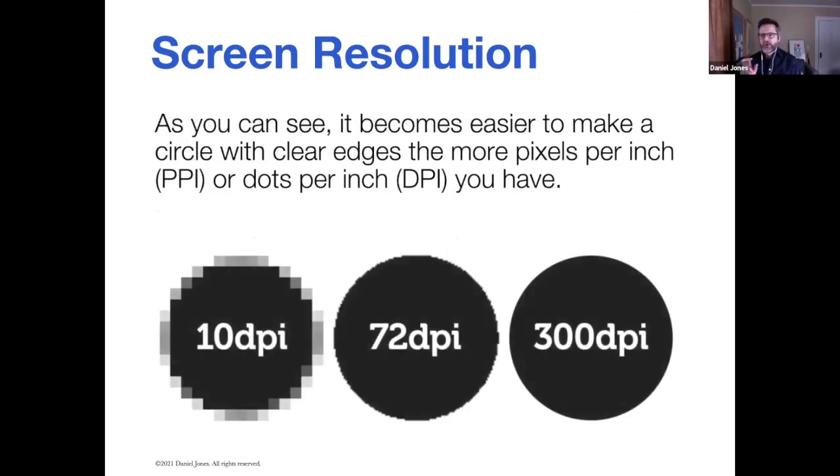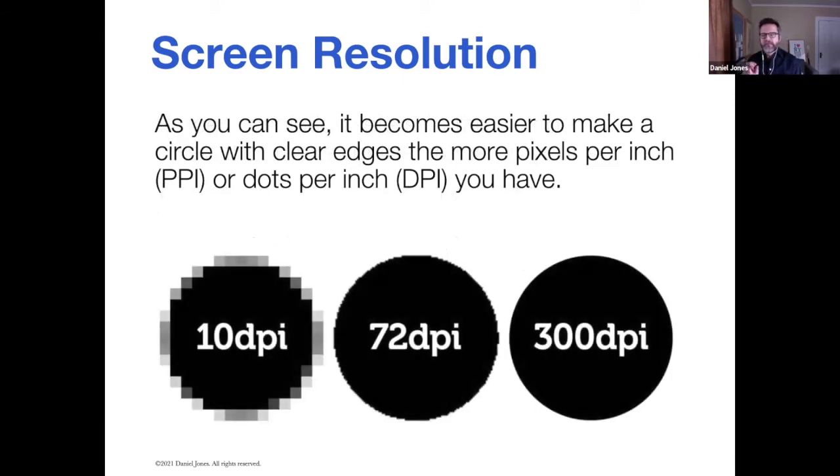Many times the term PPI or DPI is used to describe it. PPI stands for pixels per inch. DPI stands for dots per inch, but many times they're kind of used interchangeably. But as you can see, the lower number of pixels that you have, the lower PPI or DPI that you have, in this case of a circle, it's going to be more ragged. The higher the number, the smoother it is, and so on.